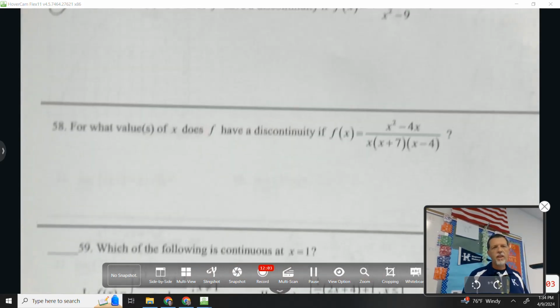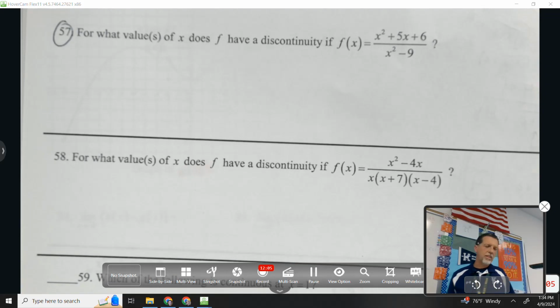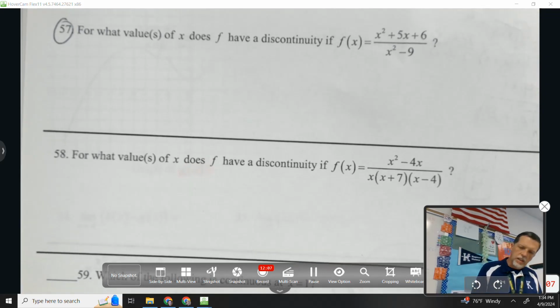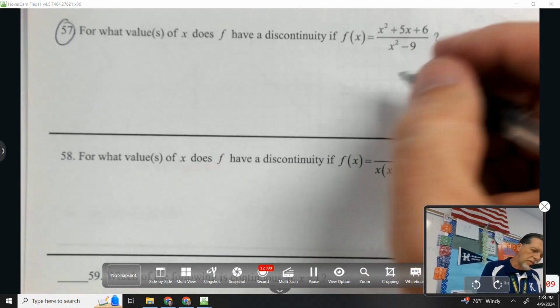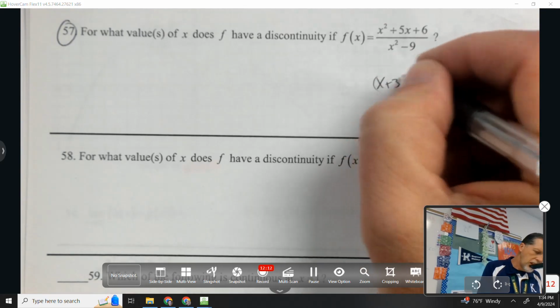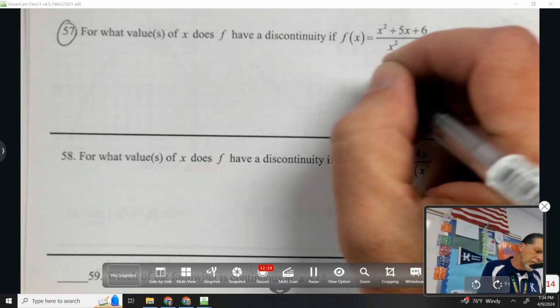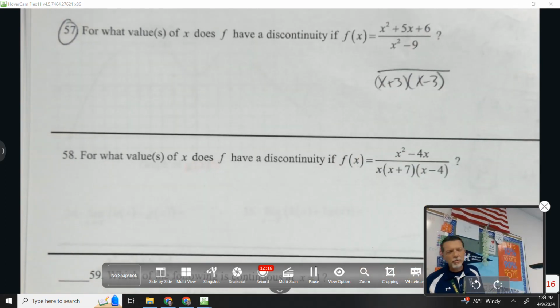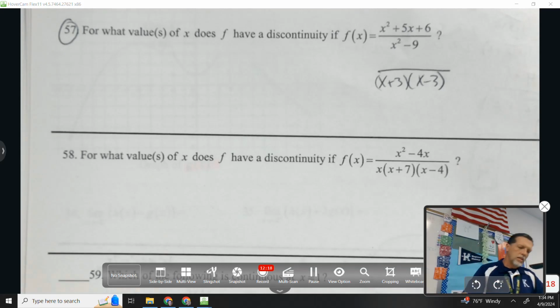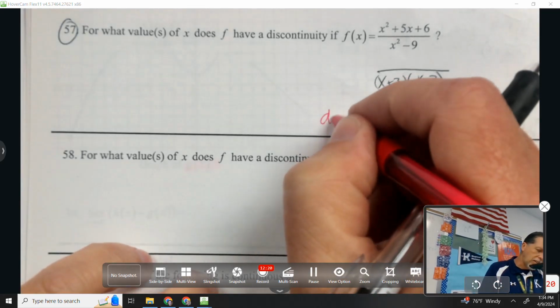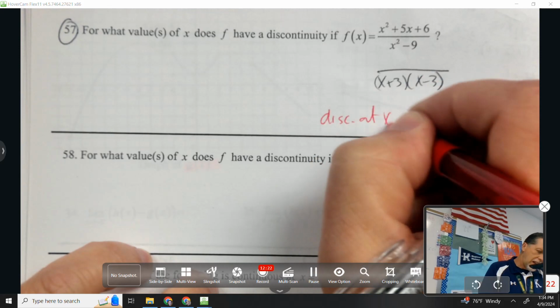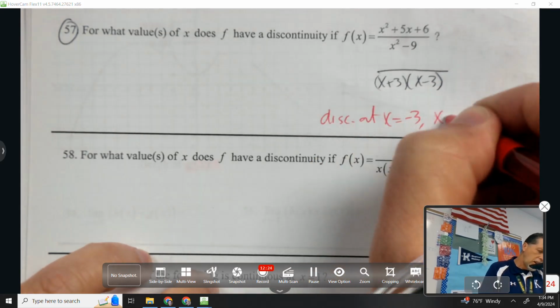Alright, 57. For what values does x have a discontinuity? Okay, well, I'm going to factor the bottom. And really that's all I'm going to factor, because it doesn't ask me what types of discontinuity, so I can just tell already that it's discontinuous at x equals negative 3 and x equals 3.